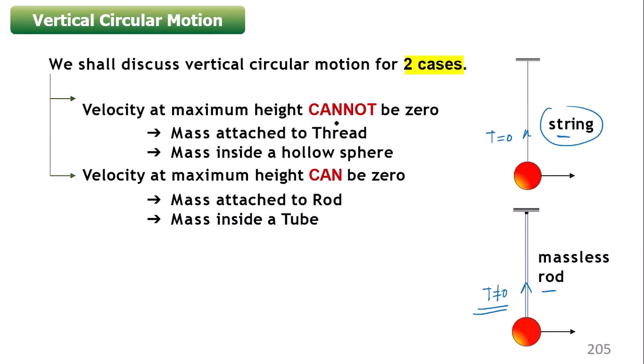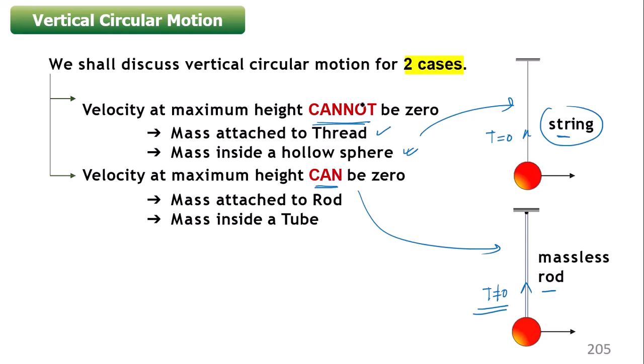The velocity at maximum height cannot be achieved. So wherever the mass is attached to a thread or the mass is inside a hollow tube, right now these are not so important. Why? Because whenever I discuss the numerical, then you will understand why these concepts are there. So why can the velocity at maximum height not be zero, and why can it be zero? This is the second situation, and this is the first situation. These are typically useful for your notes, but in order to understand, I have to go into the numerical part. Once I solve the numerical, then only you can understand why the tension is not equal to zero, and why in that situation the tension may be equal to zero.